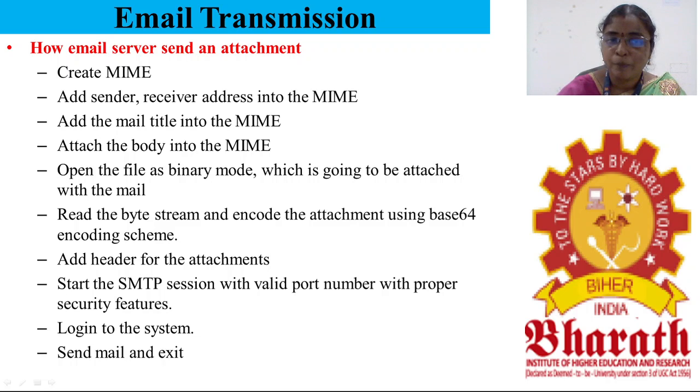Then we open the file in binary mode, which is going to be attached with the mail. Then the MIME will read the byte stream and encode the attachment using the base64 encoding scheme. Then add a header for the attachments. Then start the SMTP session with the valid port number and proper security features. Then finally log into the system, send the mail, and exit from the system.